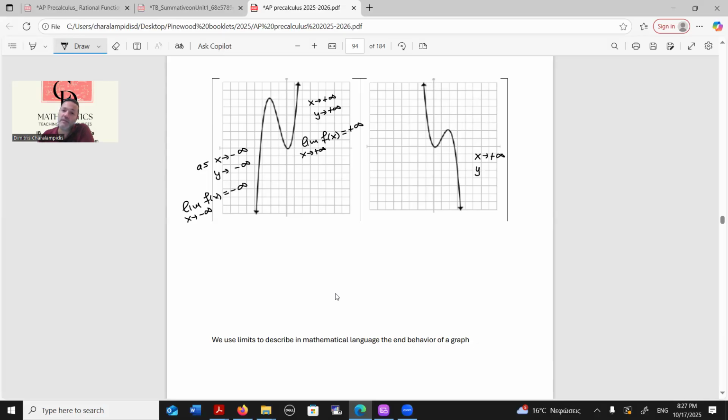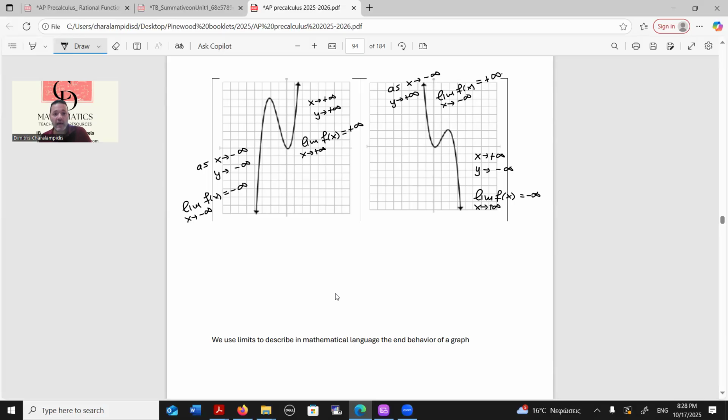And to finish with the diagram, the graph at the right, we can see that as x tends to plus infinity, the y values keep decreasing, so they tend to minus infinity. And by using limit notation, this can be written like that. Limit of f of x when x tends to plus infinity is negative infinity. While on the other side, as x gets to minus infinity, the y values increase without bound. And by using limit notation, this could be written as follows. Limit of f of x when x tends to minus infinity is plus infinity, respectively.